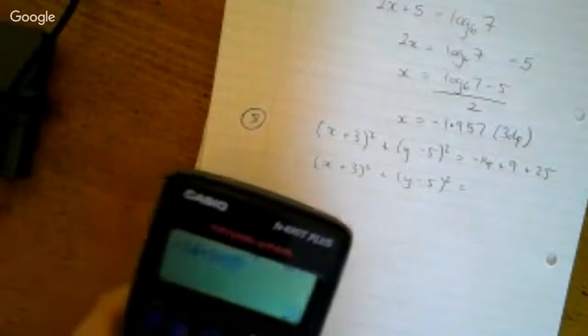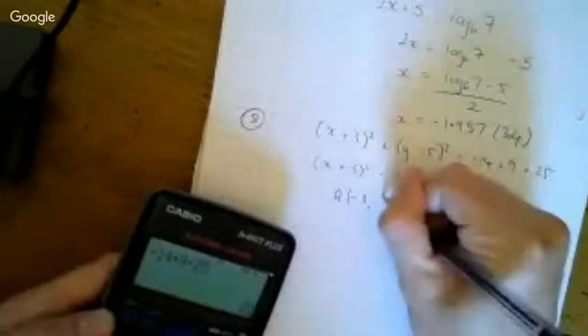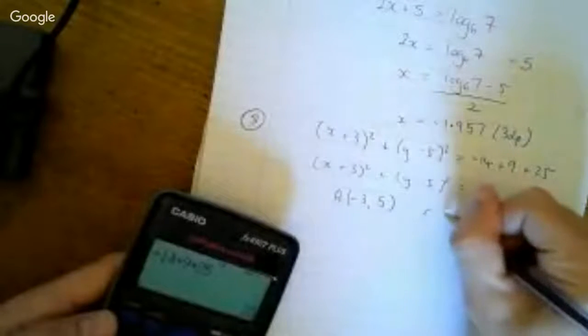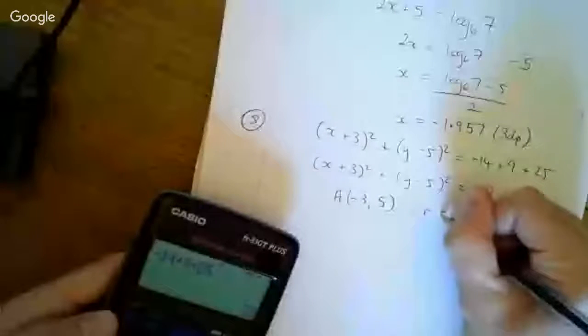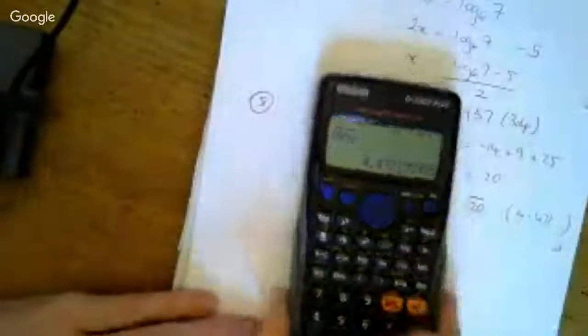So plus 9 plus 25, that comes to 20. That gives the centre -3, 5, and the radius is root 20. There's no need to cancel that down. You can if you want. It's not a bad idea to know that's 4 point something. So root of 20 is 4.472, blah, blah, blah. It's not a bad idea to know that. That'll become a bit more obvious in a bit.